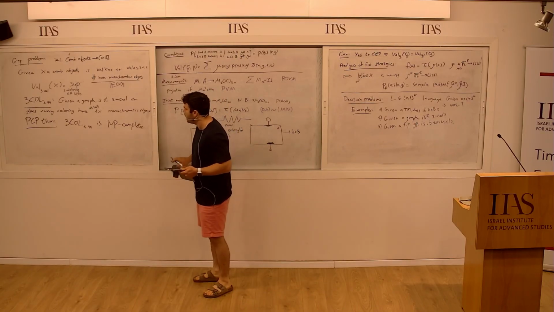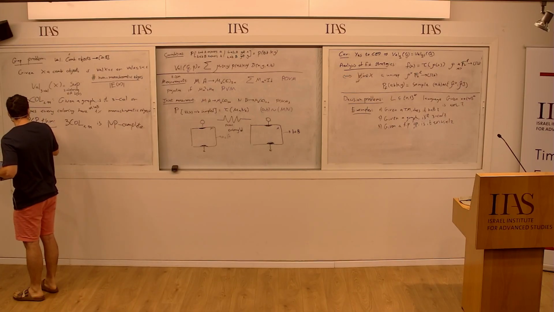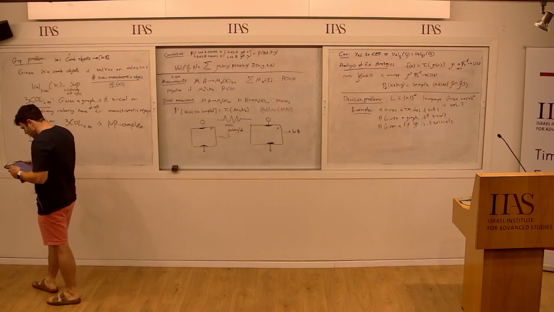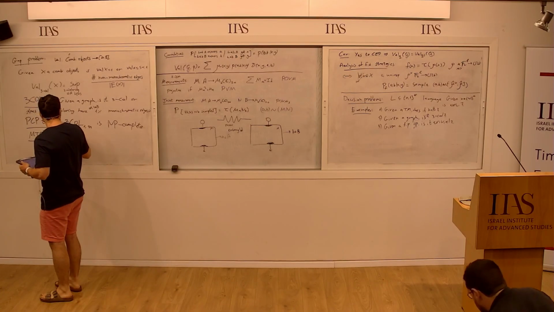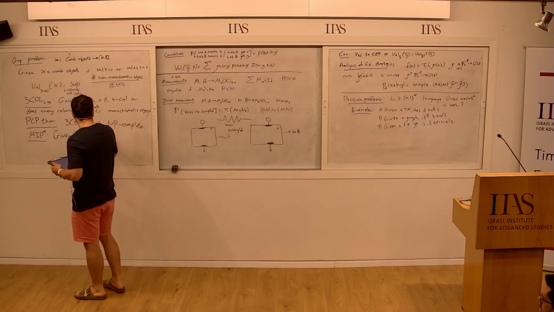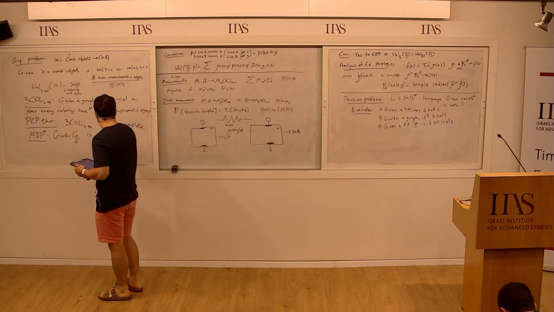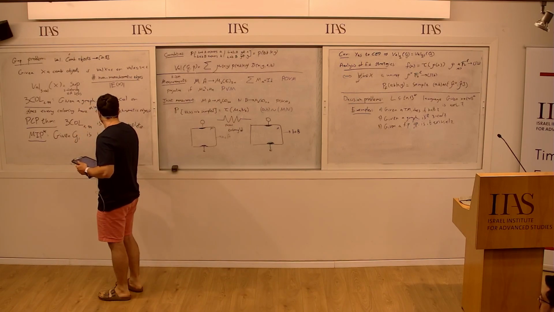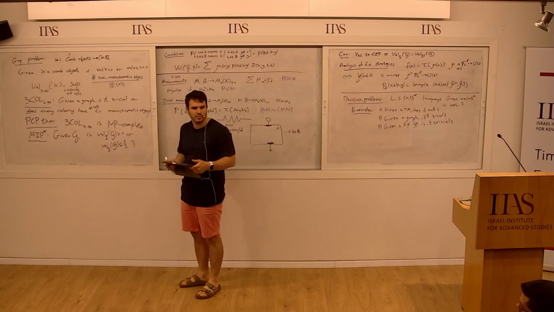Now, what is MIP star? So that's the promise problem of the day. Given a non-local game G, is its quantum value 1 or is its quantum value bounded by 1/2? So we defined what the quantum value is, so we at least have this parameter.